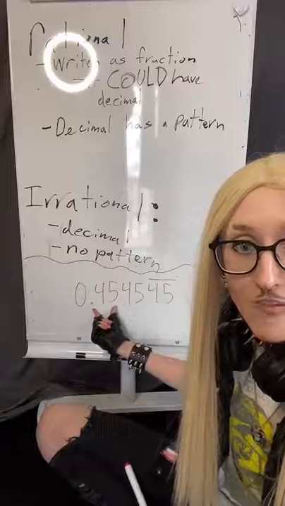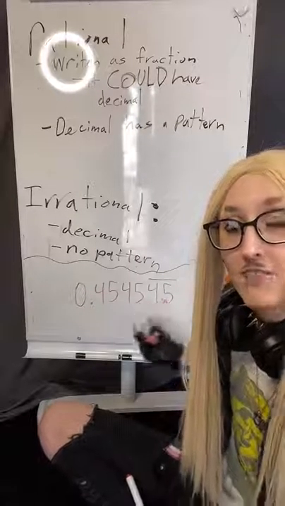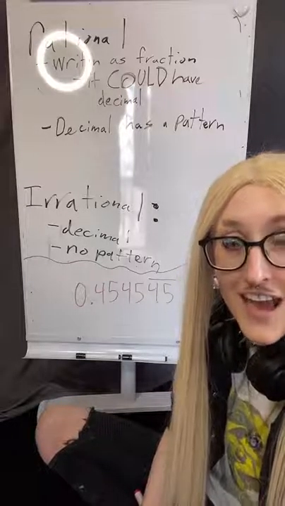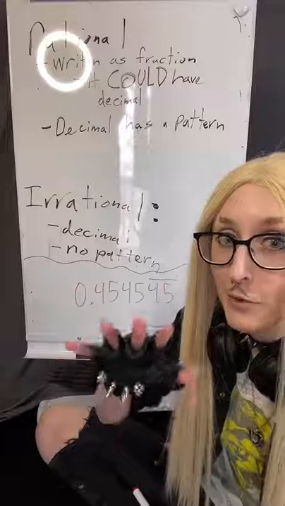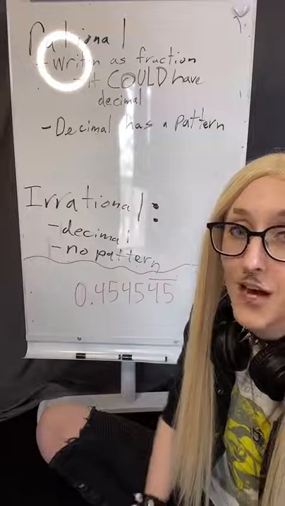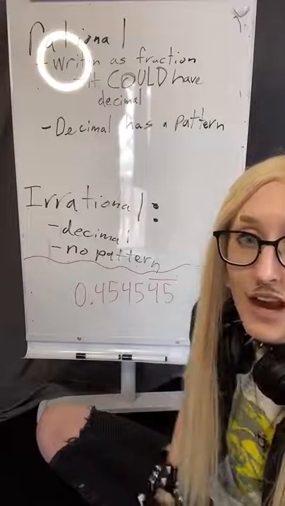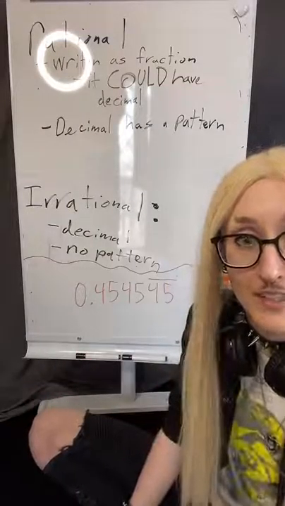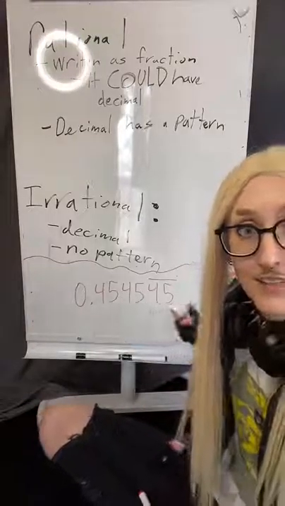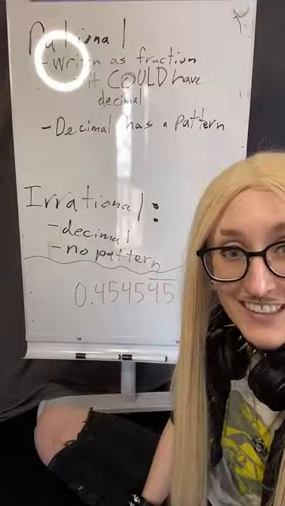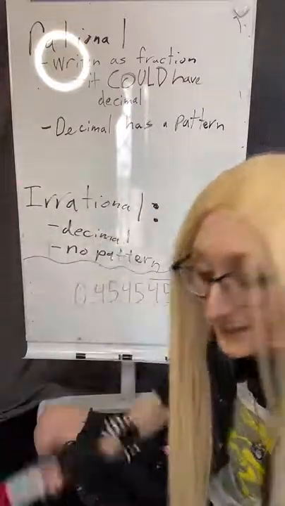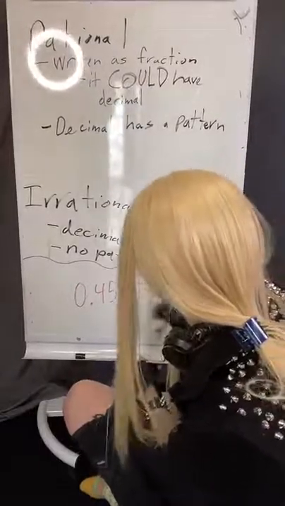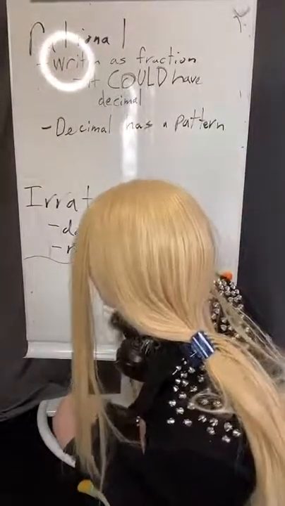This is rational because I have that pattern of 4, 5, 4, 5, 4, 5, 4, 5, okay? We won't get into it today, but weirdly enough, I could write that as a fraction. You don't really need to know how, but you could. It is rational because I can predict where that's going, because it has that pattern. I can see why you think it's irrational, but nope. Whenever you see that pattern repeating, that is rational.